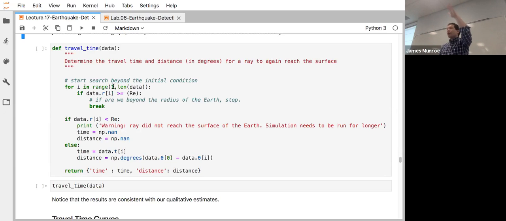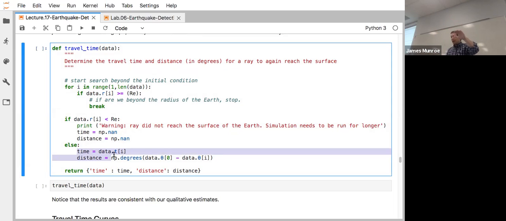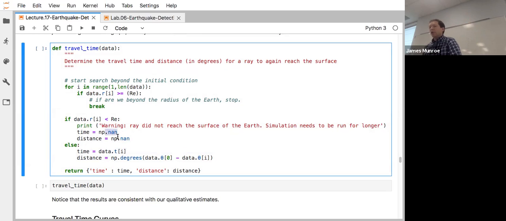We're basically just looking down the table going, is the radius bigger than the surface of the Earth? At some point, it will be, and that point will be whatever I is. I will stop moving, and I will be at that location, and we can return back the distance and the time taken. However, if it goes through all the data and that ray hasn't yet popped out, let's just return not a number, because it hasn't finished yet.